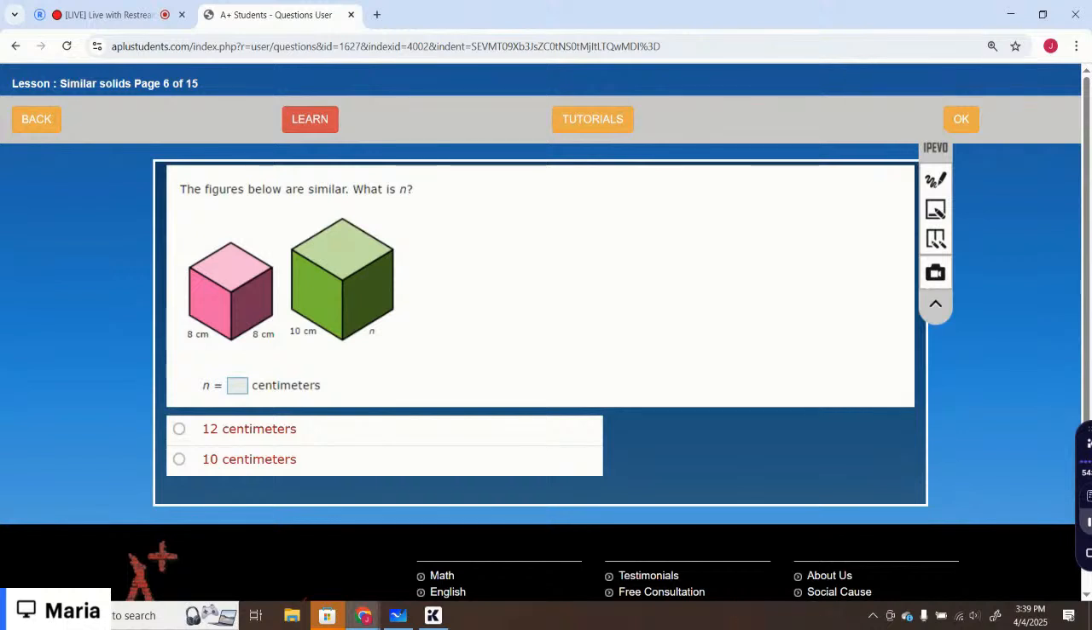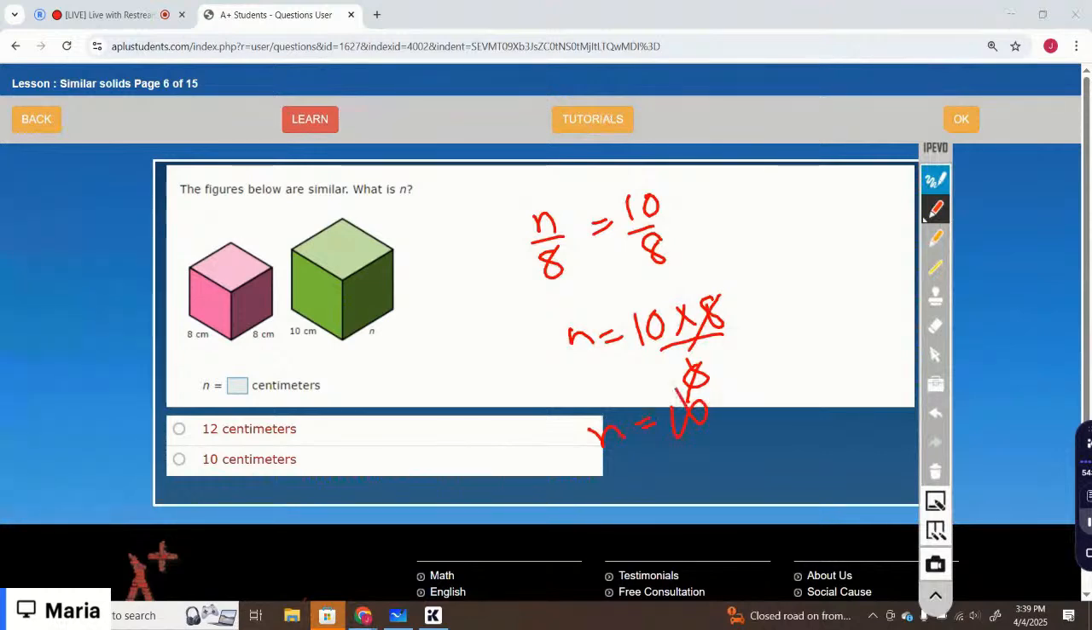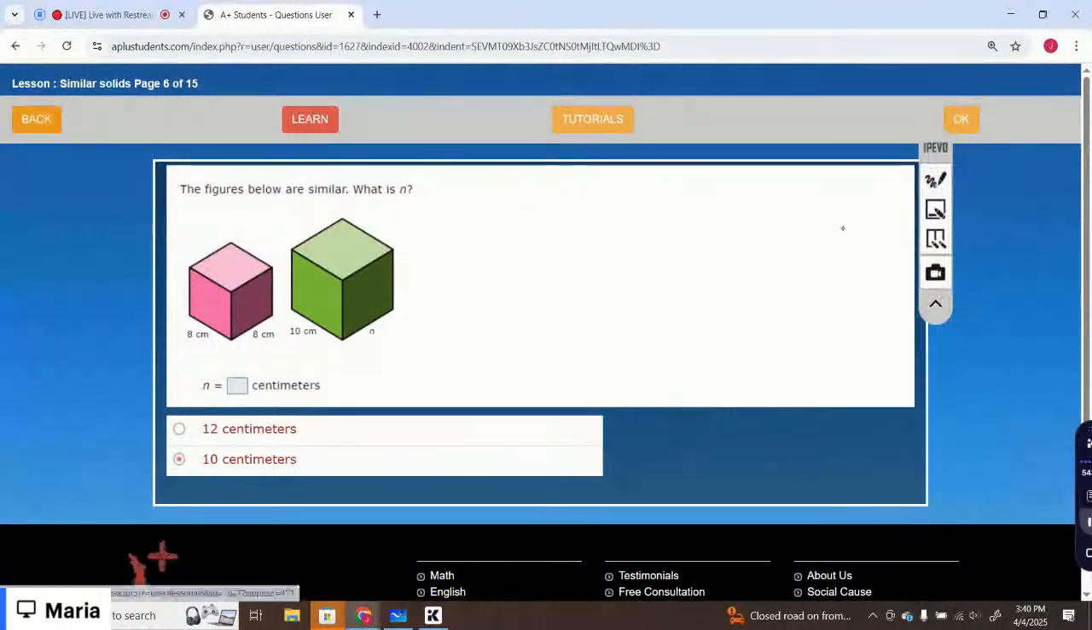The figures below are similar. What is N? That is N over 8 equals 10 over 8. So N equals 10 times 8 over 8. 8 and 8 cancel, so we are left with N equals 10. Option number 2 is the correct option. Okay, you can complete the lesson by yourself later today.